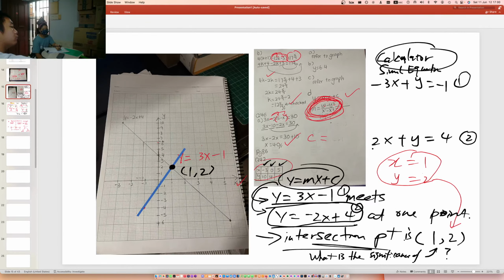Can you tell me what's the m, what's c? No way. This format is for what? To find x and y. X equals to 1, y equals to 2 by using the calculator.